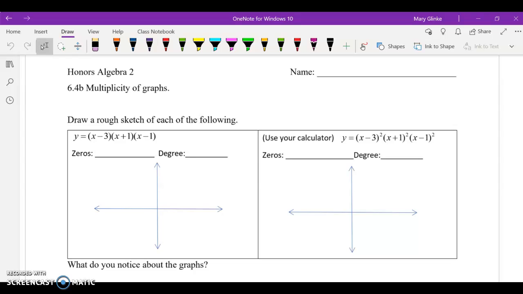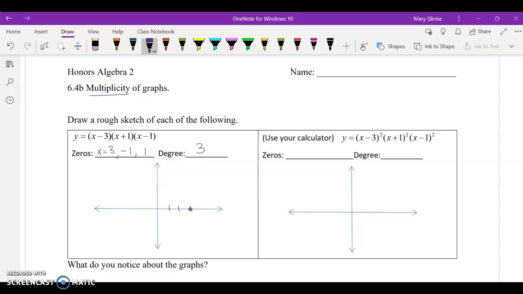Hello. Today we're going to be talking about graphing again, specifically the multiplicity of your graphs. So for this first one, we're going to draw a rough sketch with 3 different zeros. The zeros are going to be at x equals 3, -1, and +1 based off of your factors. Since there are 3 different factors, you're going to have a degree of 3.